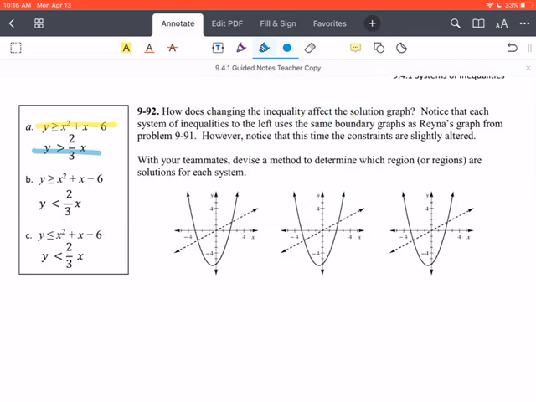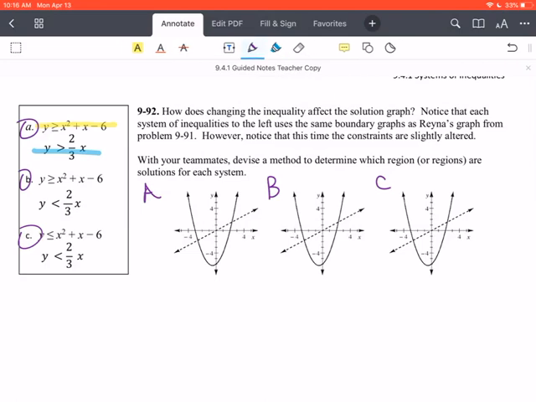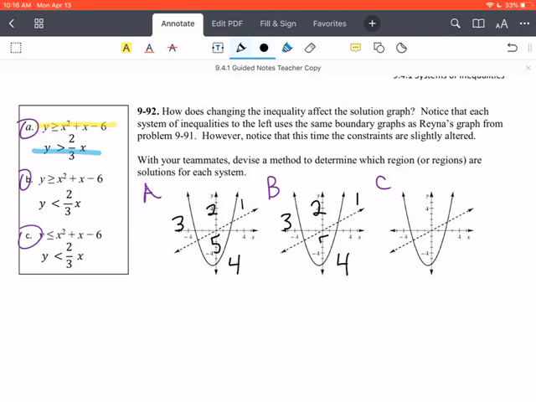I want you to pause me real quick and see if you can complete the shading for the system on A, the shading for the system on B, and the shading for the system on C, and then check your answers. Again, real quick, I want to name our regions the same way that we did: 1, 2, 3, 4, 5, so that we can communicate easier about them. Okay, now let's shade.